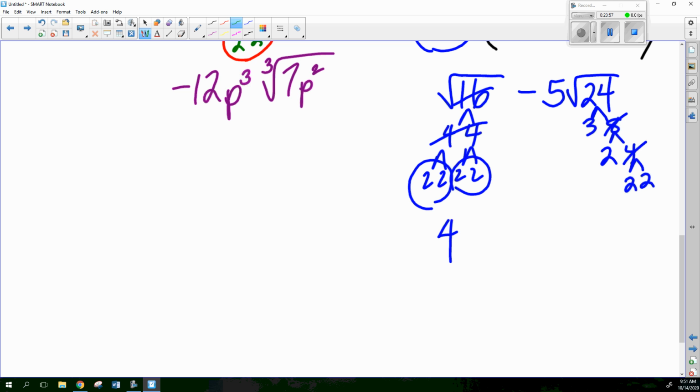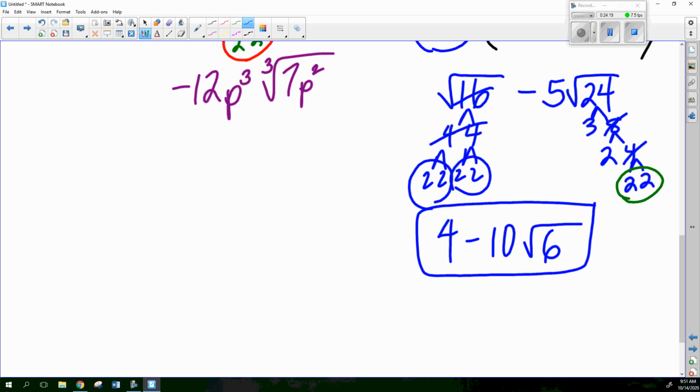I have a set of 2's. All right, so what does my number in front become? Negative what? 10, thank you. And then what's left under the radical? 6.